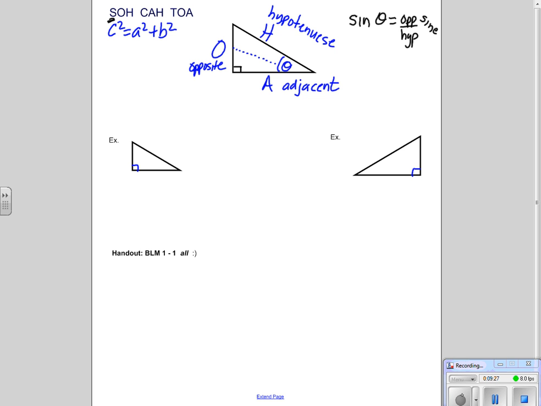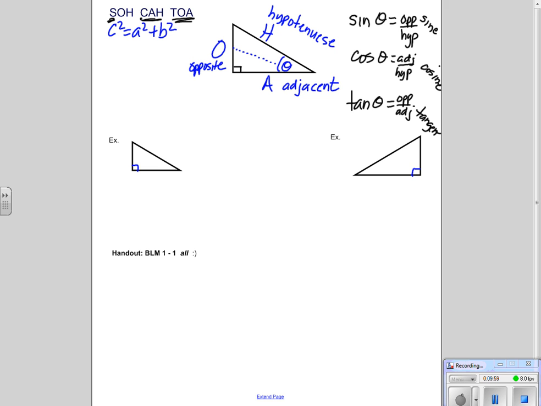Second trig ratio is cosine. Cos of the angle is adjacent over hypotenuse, which is where the AH comes from. And the last one, TOA, stands for tan, full name tangent. Tan of the angle equals opposite over adjacent. I know this is review, but it's good to write it down again.